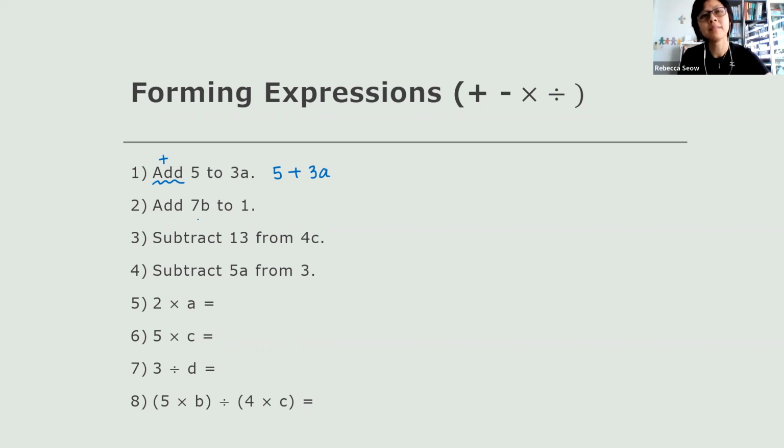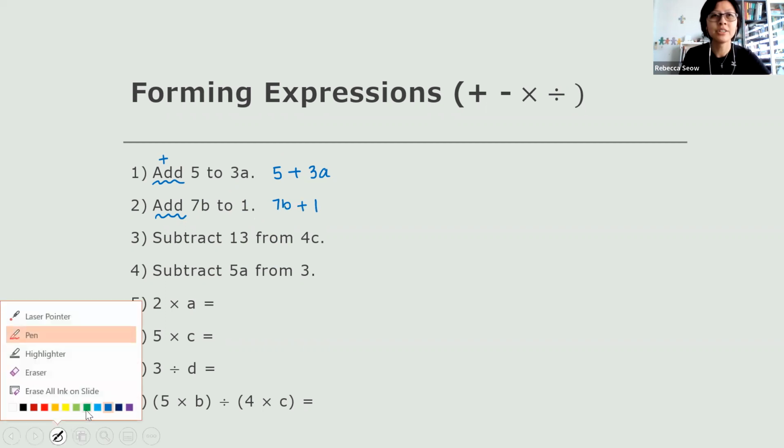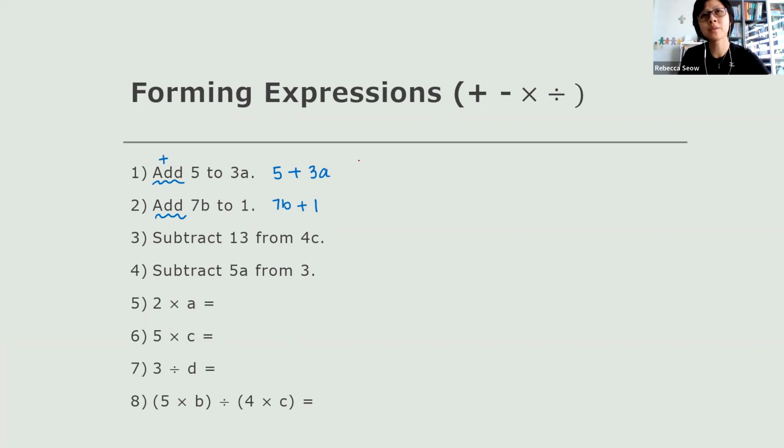Next, add 7b to 1. Similar kind of question. Because of the word add, we have a plus. And what do we add together? 7b plus 1. Now you might ask, let's say if I want to shift it around, can I, for the first question, write it as 3a plus 5? Can or not? Okay, so I will put this down. You can write it 3a plus 5 as well.